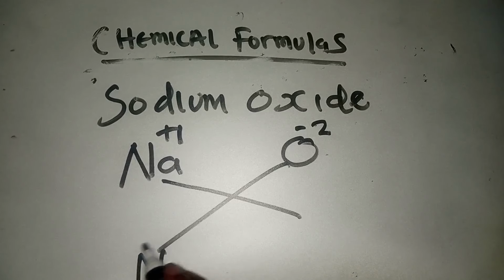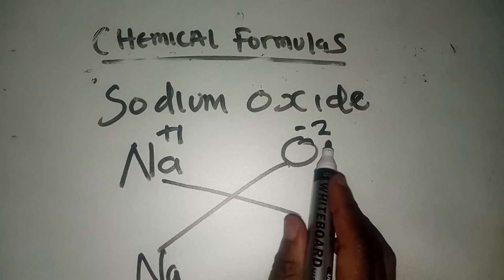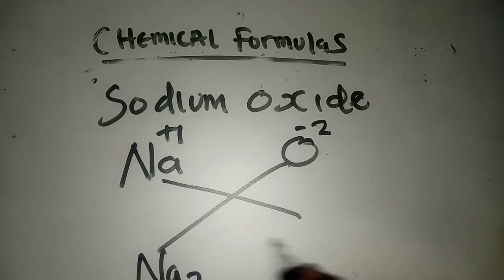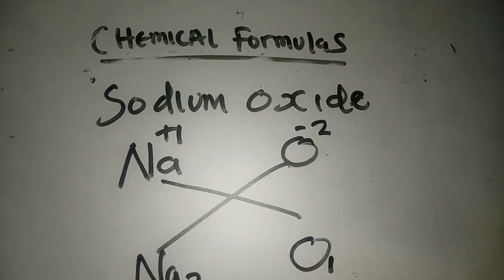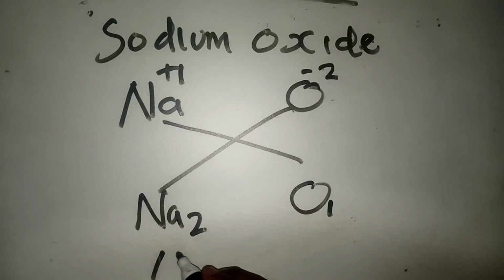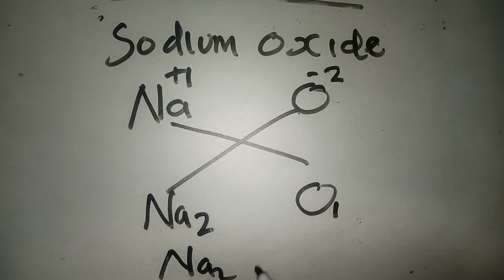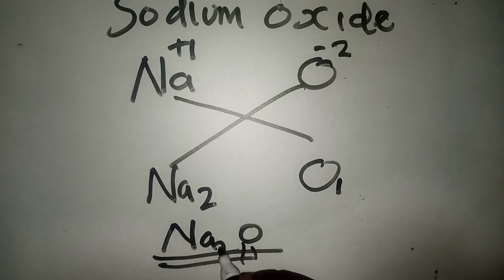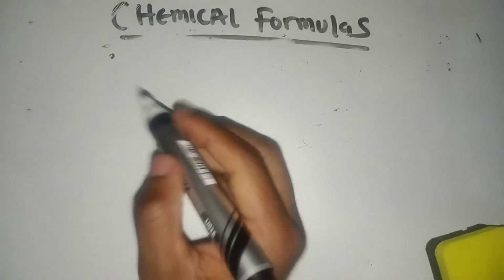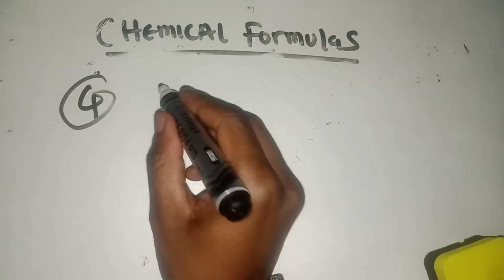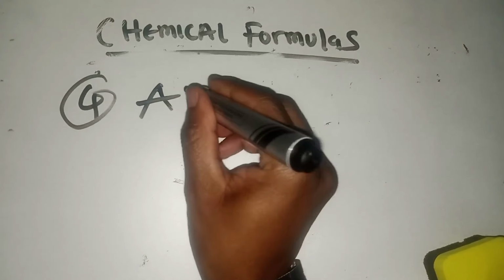So sodium will have the valence number for oxygen, and oxygen will have the valence number for sodium. Then you write them together here: Na2O, sodium oxide. Then you are done. You have written your chemical formula. From there you can do the last one. They can ask you number 4, to write a chemical formula for aluminium oxide.